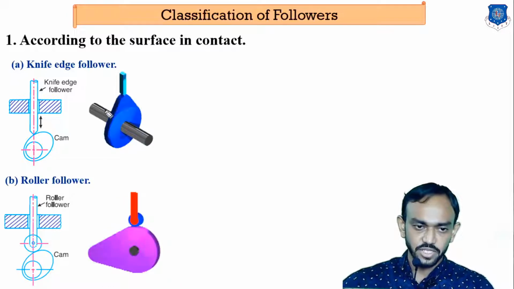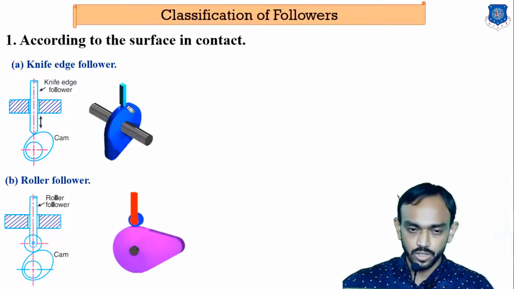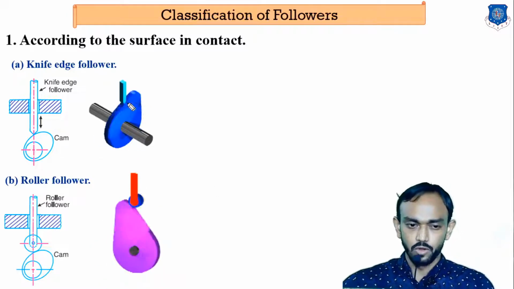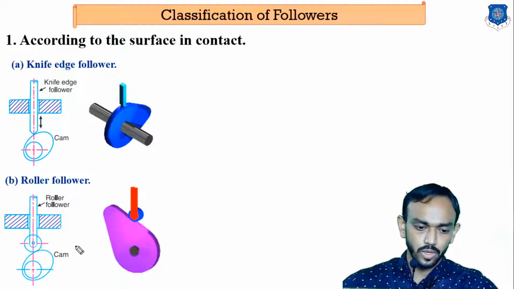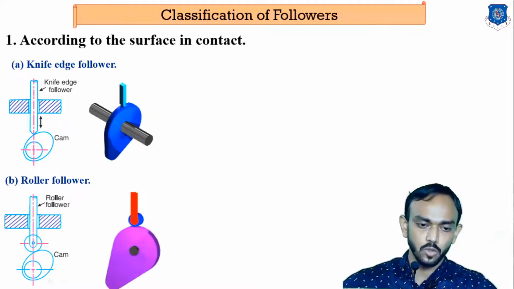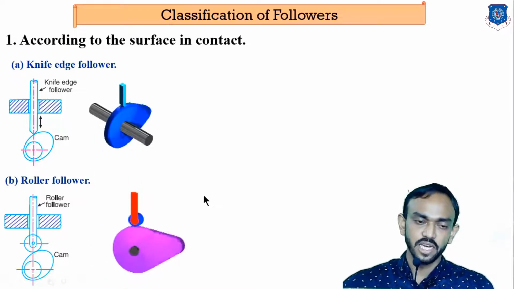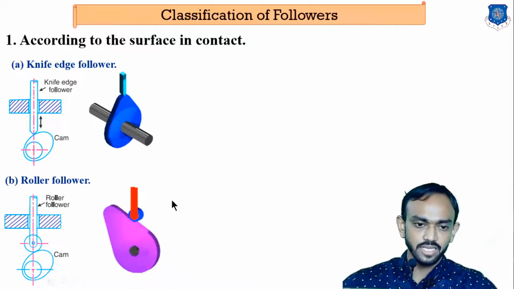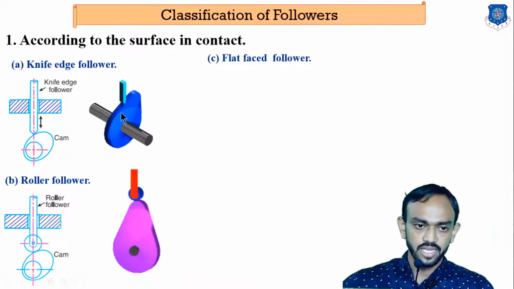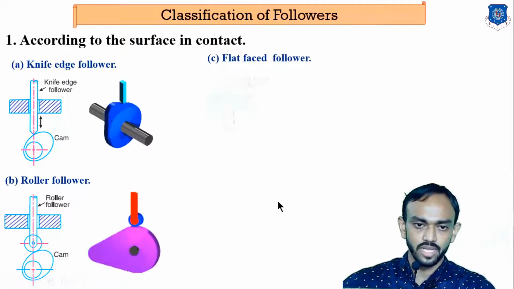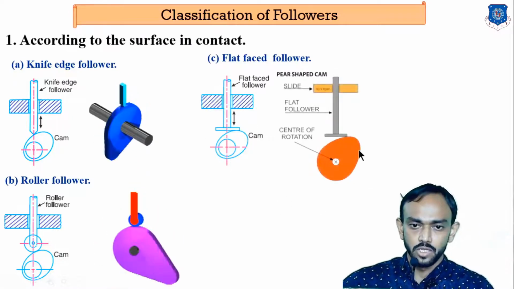There is less friction in a roller with respect to the knife edge, because you know that the roller is also rotating on its position, and during rotation, dynamic friction is always less than static friction. Okay, the next type is a flat face follower. In a flat face, in place of the knife edge and roller, there will be a flat surface, you can see here.